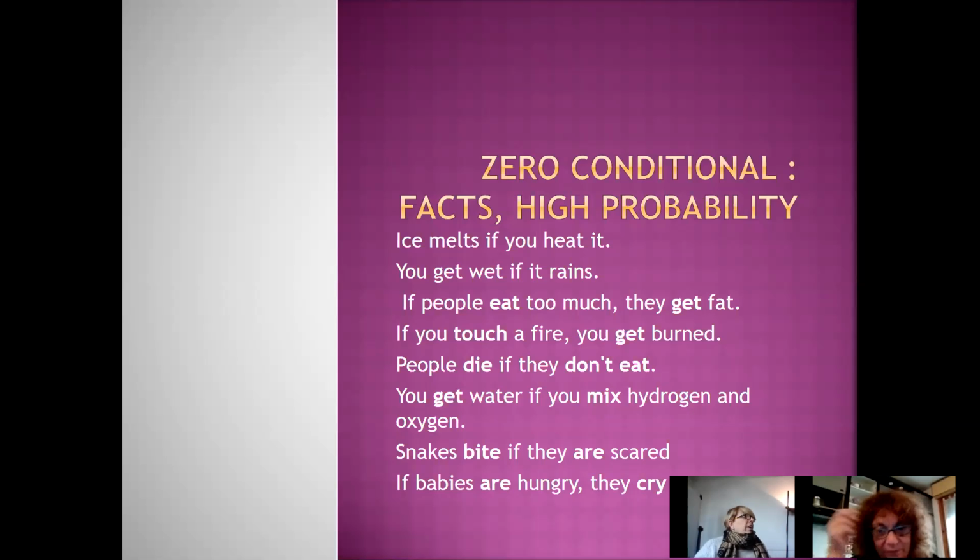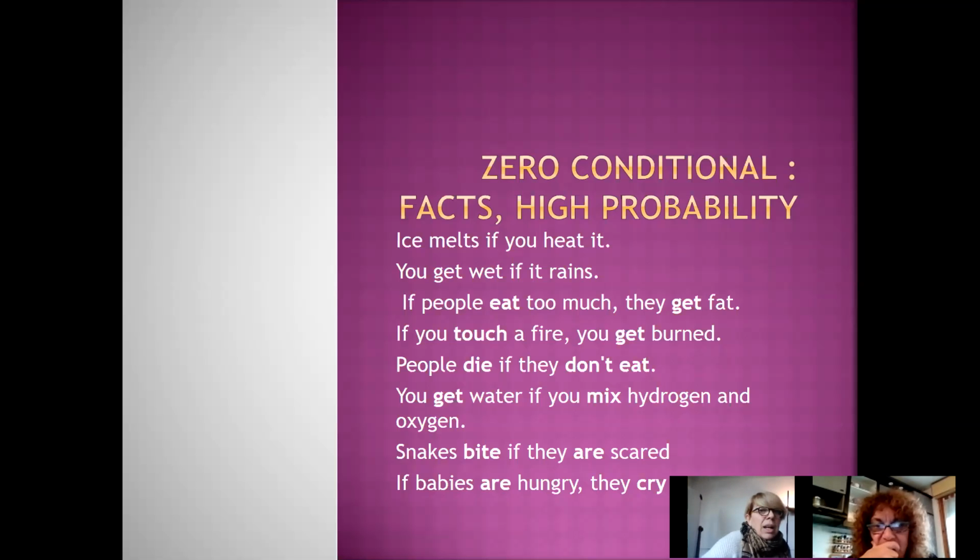Okay, so very, very easy. They are just facts. We have a high probability, that is 100% probability, and it's called the zero conditional. Actually, it's a present simple. It's a normal present simple. The only thing that we do, we sometimes use if, not always, because you say you get wet if it rains. When we have an if, usually we indicate a conditional, but actually, as you can see, it's a normal present simple, because even in the present simple, you are just representing facts.